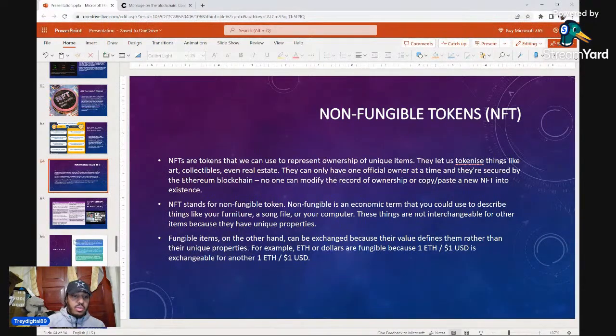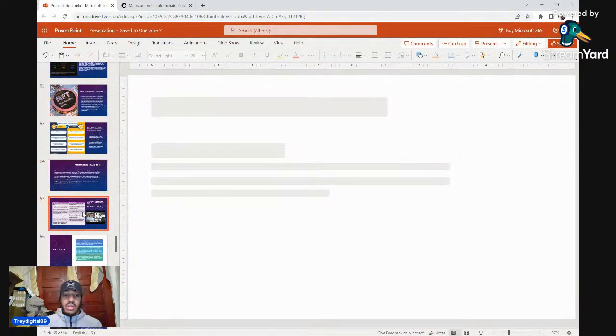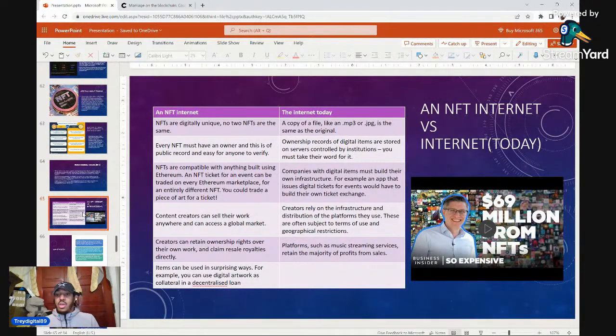So that explains NFTs. Before we go into the metaverse, we have to explain the difference between an NFT internet and the regular internet. That's where you go into Web3, but like I said, we're going to do more with that. So it's showing the difference between the NFT internet and the internet today.